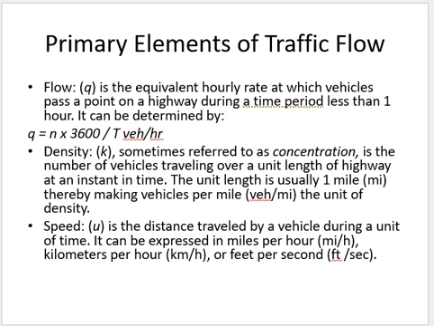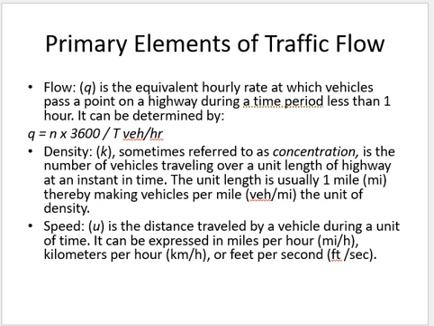Okay, so I told you the primary elements of traffic flow are three: flow, density, and speed. Flow is represented with Q, density is represented with K, and speed is represented with U. Flow is the equivalent hourly rate at which vehicles pass over a point during a period less than 1 hour. So you take a value of, for example, 15 minutes, and then you convert it to 1 hour. This is how they are defining flow or rate of flow here.